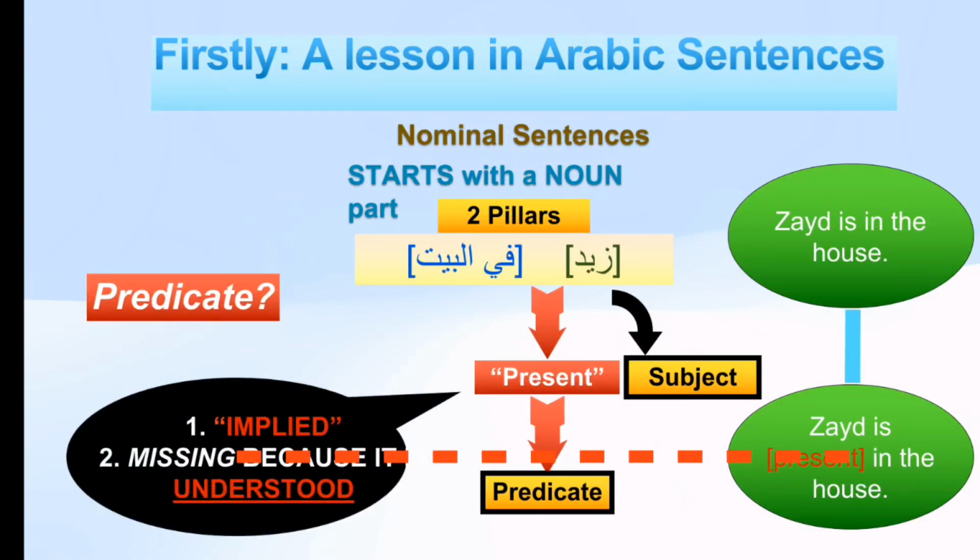So what's happening here? It is an implied predicate. You might think, on first looking at the sentence, that the predicate is missing, and therefore it's not a proper sentence. But no, the predicate is implied, and the reason it's implied is because it's understood. So that's why it's missing. We don't need to say it because it's understood. Just like in English, when you say David is in the house, it's understood that he's present in the house.